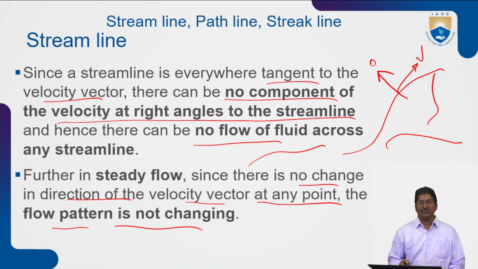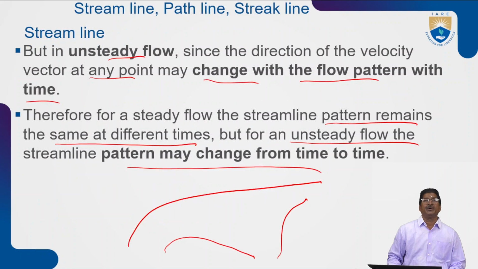There will not be any flow at right angles to a streamline. So if a streamline is there, there will be no flow across the streamline, that means perpendicular to the streamline. In steady flow, there will be no change in the direction of velocity at any point, that means the flow pattern is also not changing. But in unsteady flow, the flow pattern is changing.